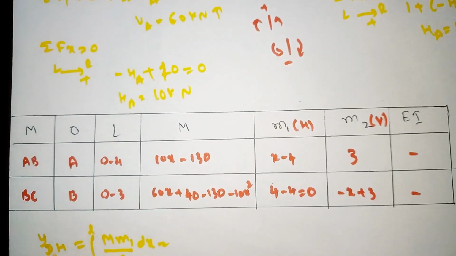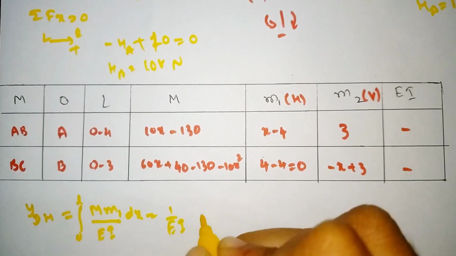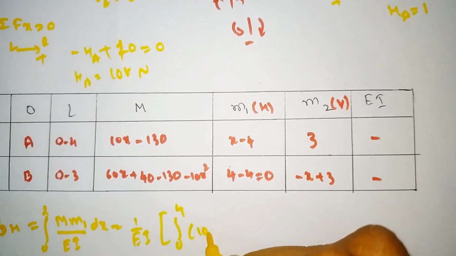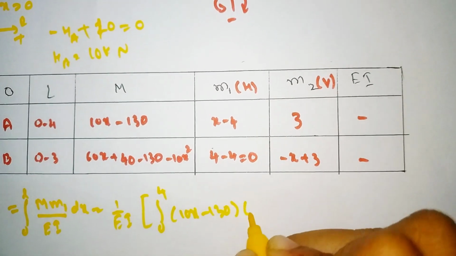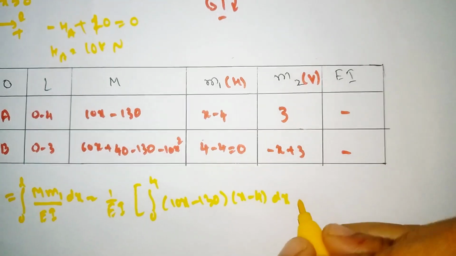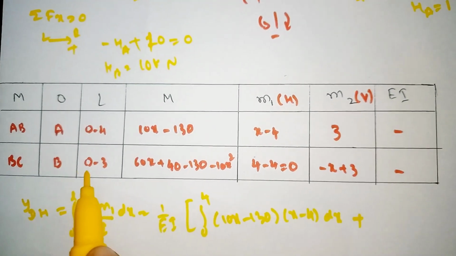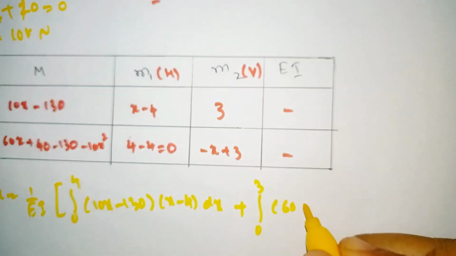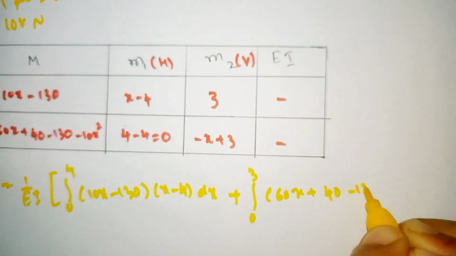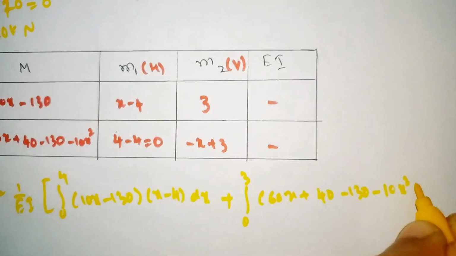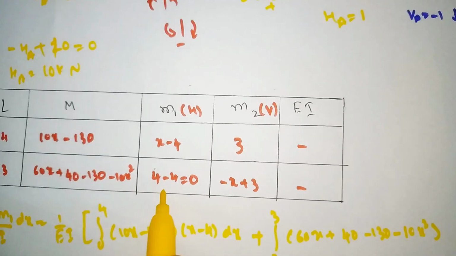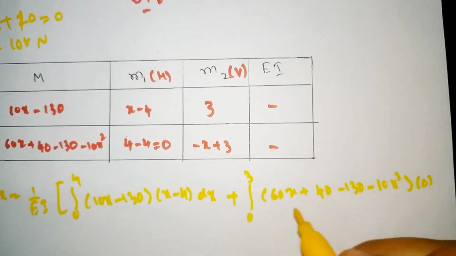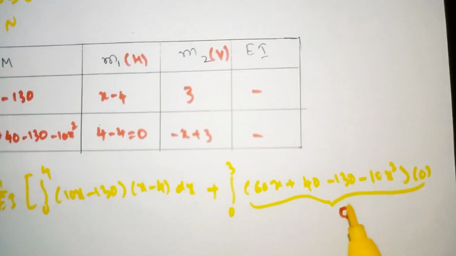So now write all the values. I will take EI outside. For AB member we have the limit 0 to 4, and this into this: 10x minus 130 into x minus 4 dx, plus for BC the limit 0 to 3, integration of 0 to 3, this into this: 60x plus 40 minus 130 minus 10x square into, so this into this becomes 0 now, because here 4 minus 4 is 0, and 0 into anything becomes 0. So we don't need to write it.